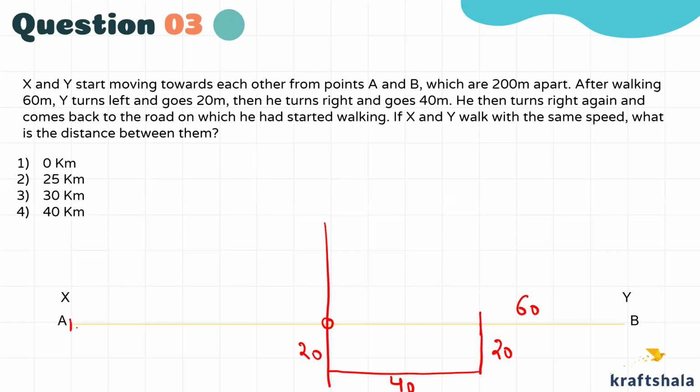So X will start here, 100 this plus 40 this. So this is the final position of X and this is the final position of Y. The question is asking what is the distance between them. So you can see the distance between them is 40 meters. So pretty interesting question. It checked you in n number of ways. Any doubts in this? Let me know.